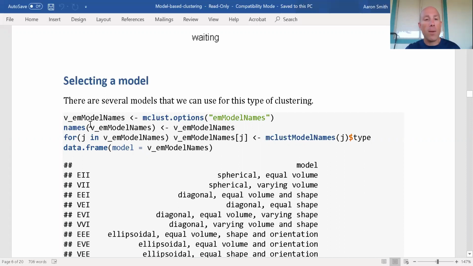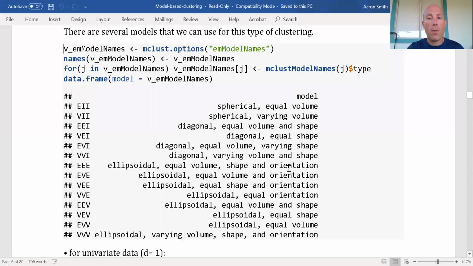All right, so in the mclust package, it gives us a way of extracting all the different types of models and their corresponding names. So here, this is what we call the parameter when I run the Mclust function. And here's what it corresponds to. The EII here is spherical. So not any ellipse, it's going to be circular. And then we're saying equal volume. Here we're saying spherical, but varying volume.